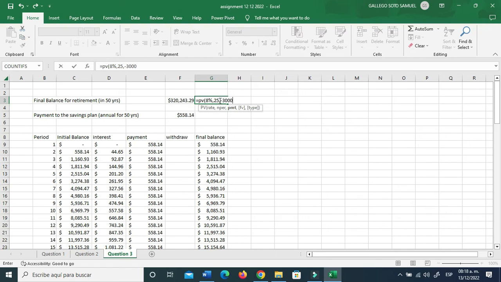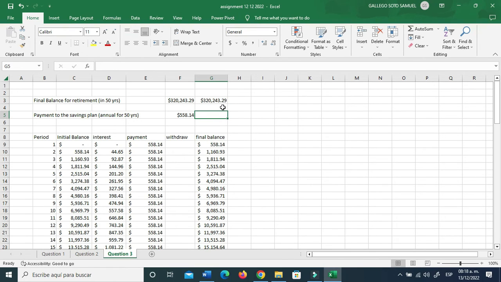And the payment, that's going to be minus 30,000. And don't worry about the negative value. That's just for you to get a positive value in the result. And I get this $320,000, 243 and 29 cents. Those are pounds. I'm sorry again, but well, okay, yeah, now you understand.